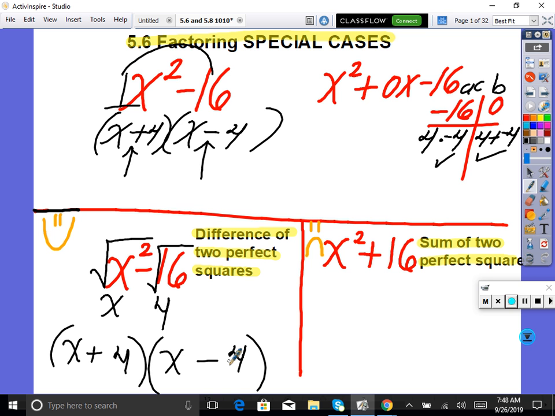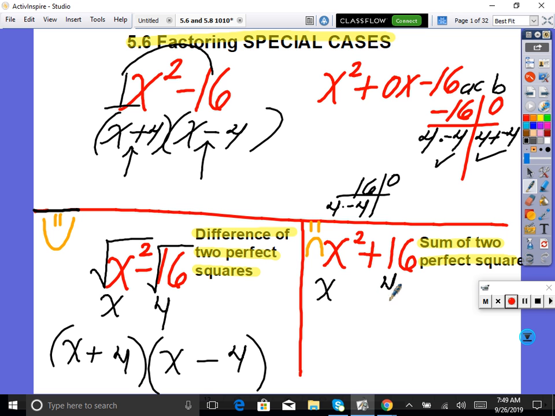Now here's the kicker. You've got to be sure that it is subtracting 2 perfect squares. You actually cannot factor adding 2 perfect squares. See, look, the sum of 2 perfect squares doesn't factor. Watch me even try to quick factor it. Multiplies to be 16 and adds up to be 0. 4 times negative 4. Well, that's not negative 16. Do you guys see how that doesn't work? Therefore, that doesn't factor.